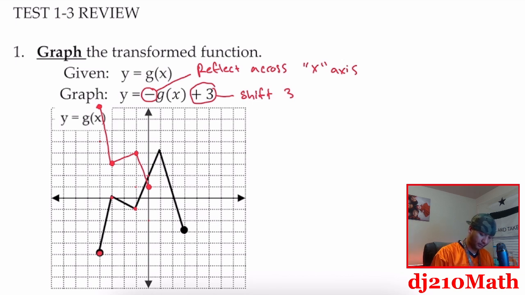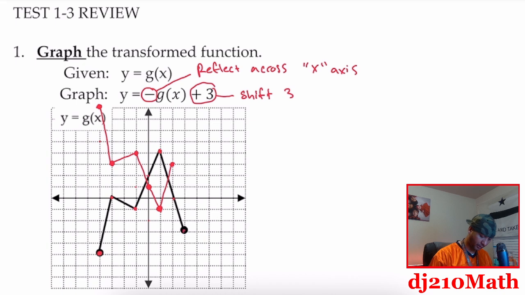All right. So this point here, we're gonna reflect it down. So 1, 2, 3, 4. And then shift it up. 1, 2, 3. The next x-intercept. So it doesn't get reflected. It gets shifted up though. 1, 2, 3.